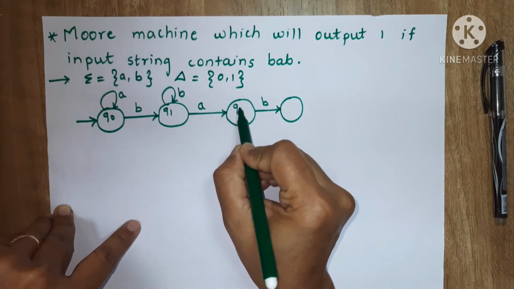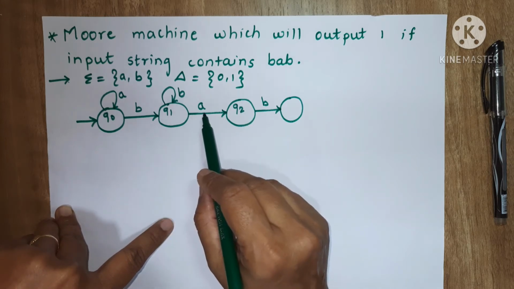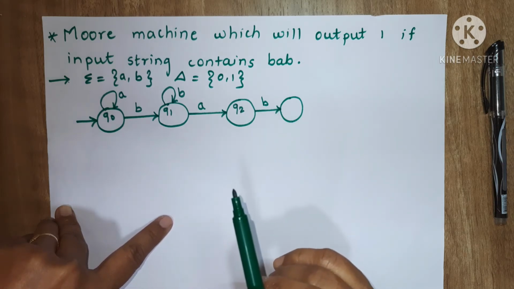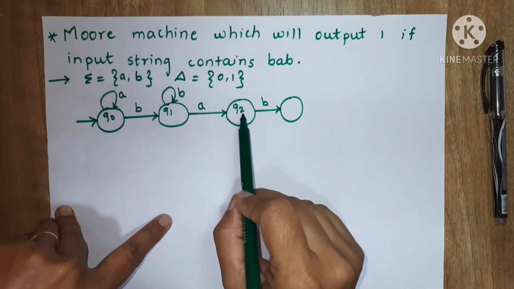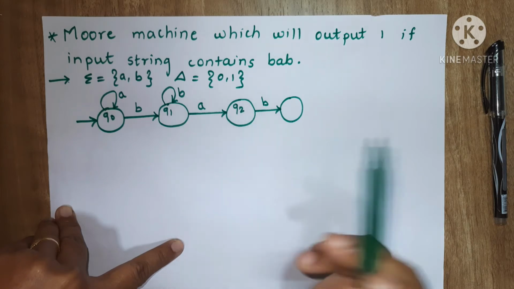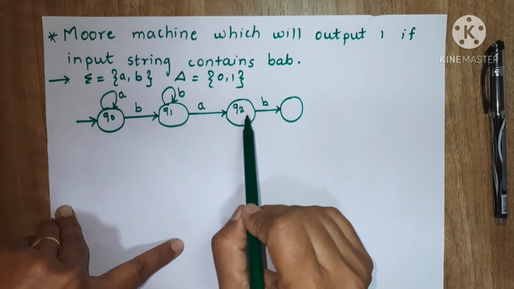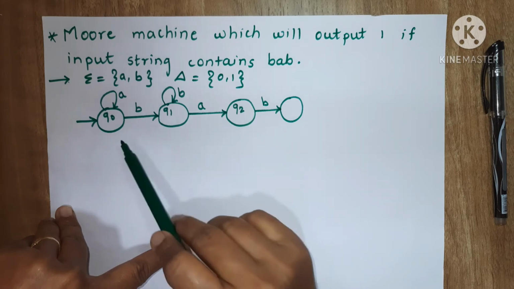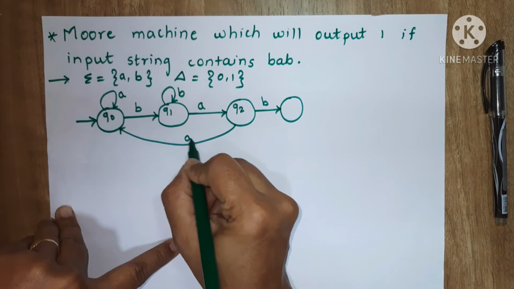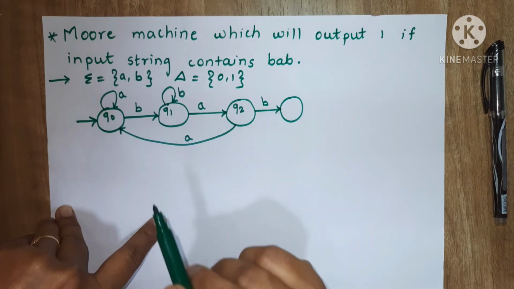Now transitions for Q2. The Q2 state is reached by reading BA. In Q2 we have shown the transition for B, so we have to show a transition for A. If in Q2 I get A again, after BA and the next character is A, then after that I should again get a substring BAB, and I can get it only if I go to the initial state. That's why for A I have to show a transition from Q2 to Q0, so that I will again get BAB as a substring.